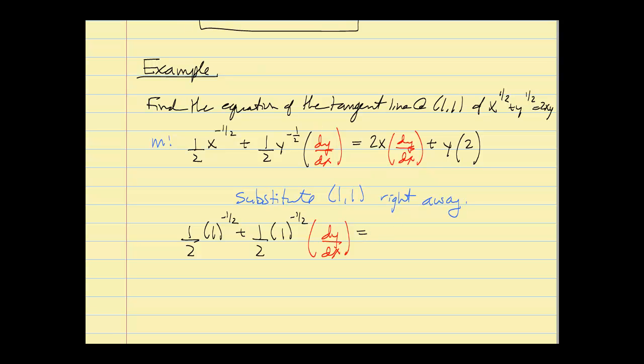So again, anywhere that I have an x, I plug in a 1. Don't ignore the dy dx. And anywhere again I have a y, I plug in a 1 as well. Now this should be a lot easier to solve for dy dx. Well, 1 to the negative 1/2 is just going to be 1. 1 times 1/2 is 1/2. I'm going to get 1/2 dy dx here.